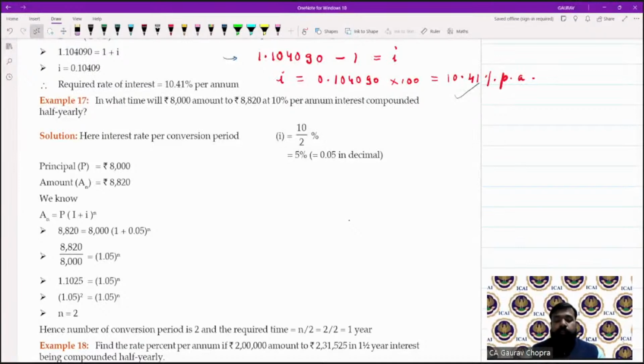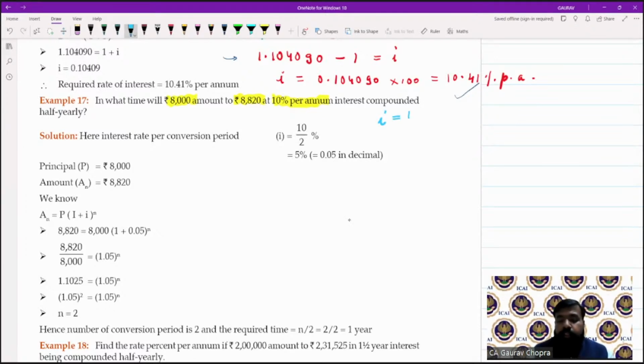Now 17th one. In what time will rupees 8,000 amount to 8,820 at 10% per annum? 8,000 is the principal and 8,820 is the amount. Rate is 10% per annum and compounding is done on a half yearly basis. So we have to adjust the time and rate, but time we have to calculate, therefore we can adjust the rate.